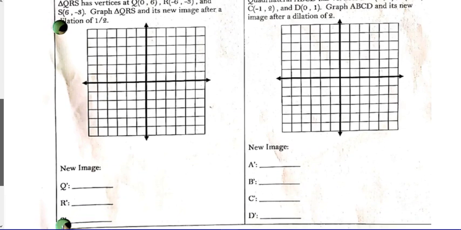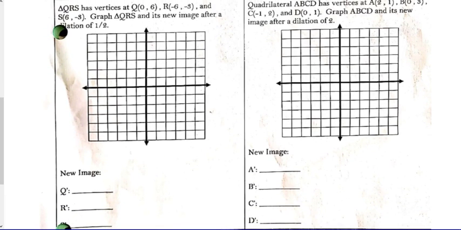Very simple. Okay, so we've got a triangle here, QRS. Q is at 0, 6, so 1, 2, 3, 4, 5, 6. There's my Q. R is at -6, -3. 1, 2, 3. This is going to be a big old triangle. There's my R. And S is at 6, -3, so right over here, that's my S. So here's my big triangle.